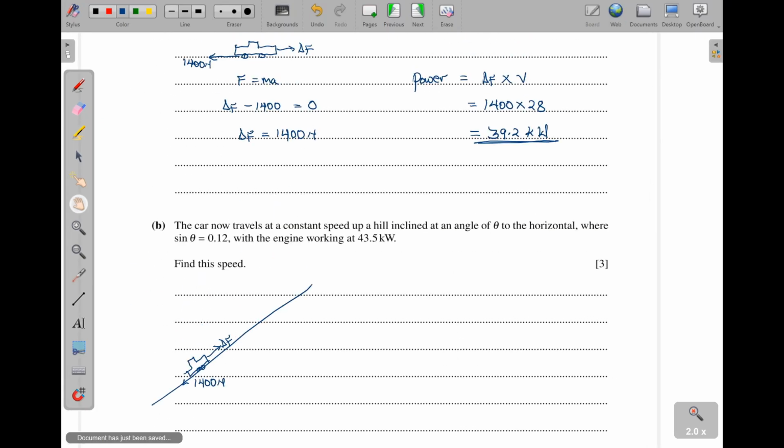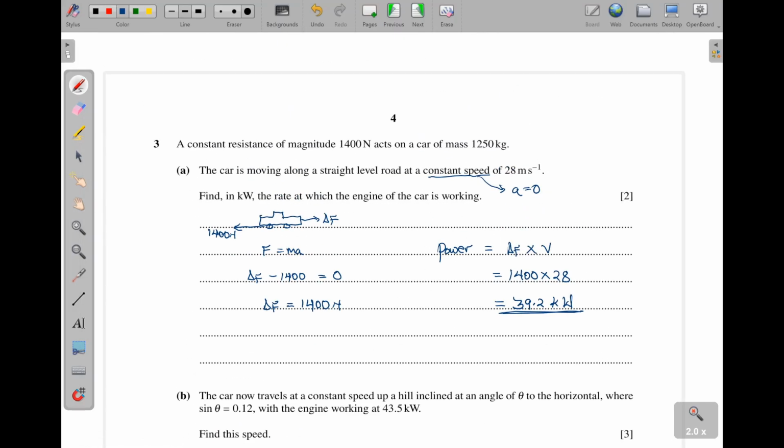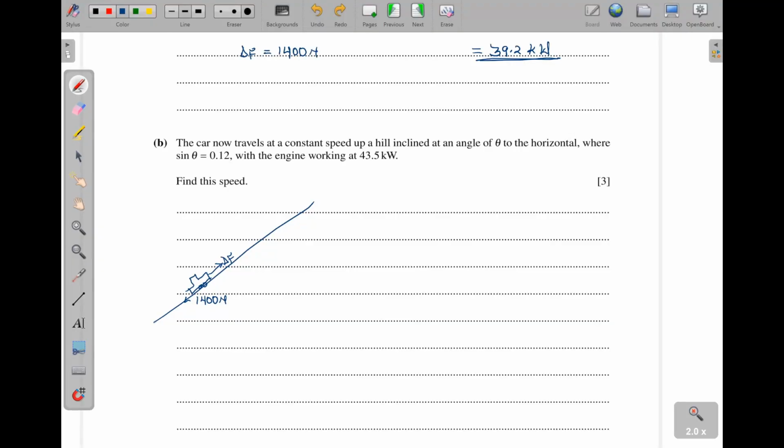I want you to check the setting of the question. The stem is here for the whole question. There is a constant resistance force of 1,400, and then A and B are under it. So that means that resistance is still there. But on an inclined plane, there is mg sine theta. So the m is 1250g, then sine of the angle of inclination. That is the component of the weight of the car along this plane.